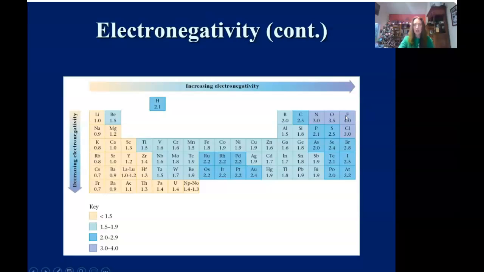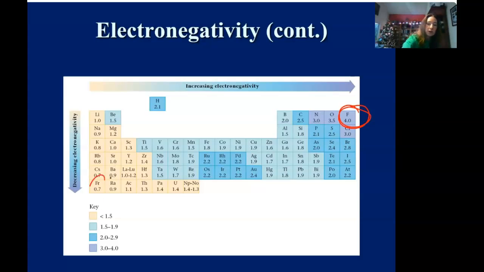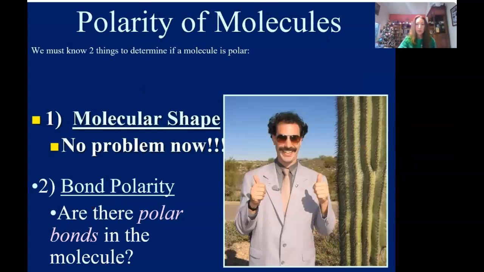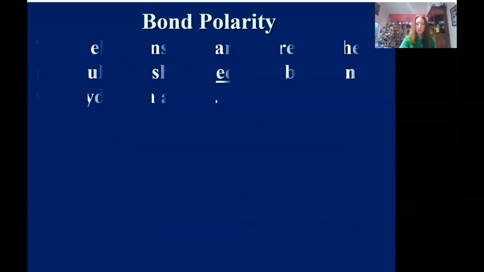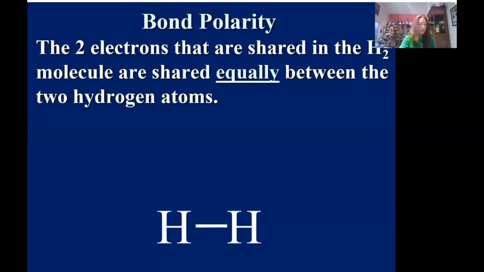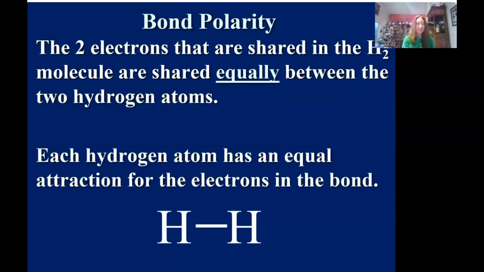So if we go to our electronegativity chart, remember fluorine is the most electronegative atom. So it's going to be pulling all of the electrons towards it. Whoever's closer to fluorine is pulling harder. Whoever's closer to francium is getting their electrons pulled away from them. So when we look at our periodic table, we know that chlorine is closer to fluorine. And if we have hydrogen bonded to hydrogen, it is sharing exactly equally because they have the same electronegativity.